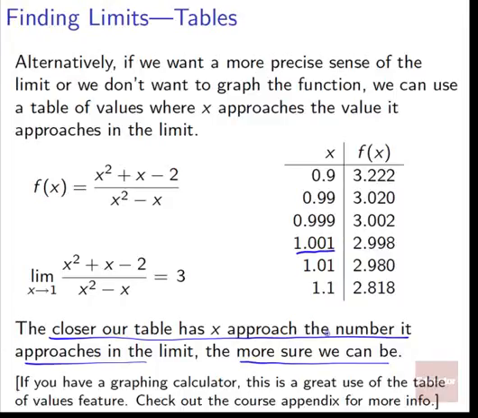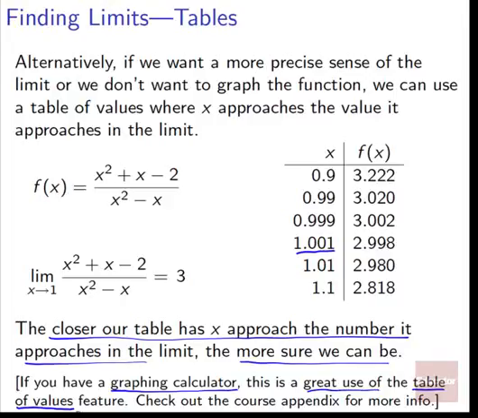Same with 0.999999999, right? By plugging in more and more decimal places, we get more and more accuracy. So we can be more and more sure of what the value that we'll wind up getting out of that limit is.